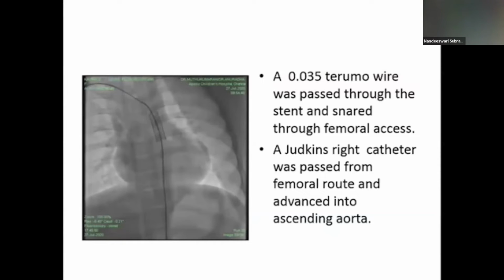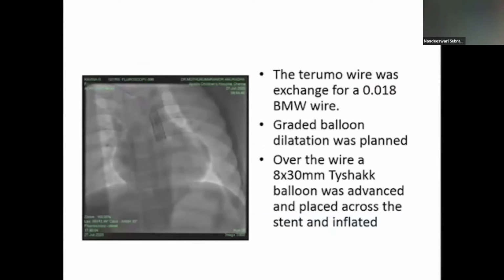A 0.35 terumo wire was passed through the radial access. It was snared and taken out through the femoral access. A Judkins type catheter was passed from the femoral route and advanced into the aorta. The terumo wire was then exchanged for a 0.18 wire and graded balloon dilatation was planned. Over the wire, an 8x30 pushback balloon was advanced, placed across the stent and inflated.